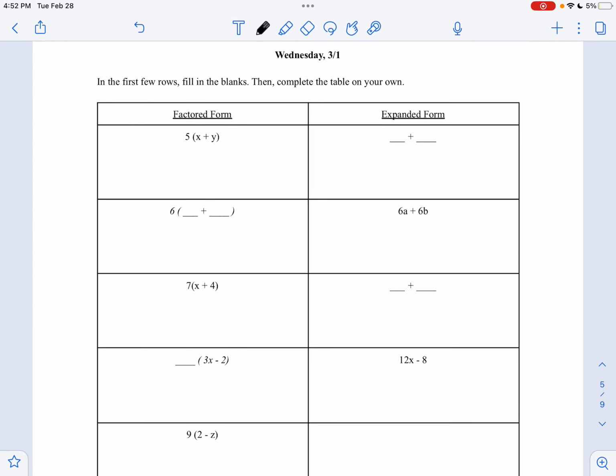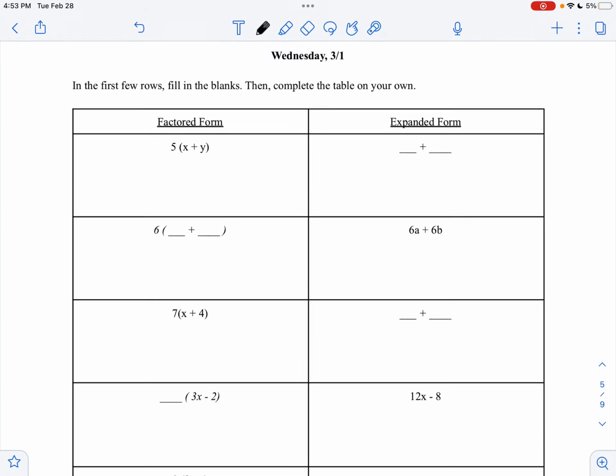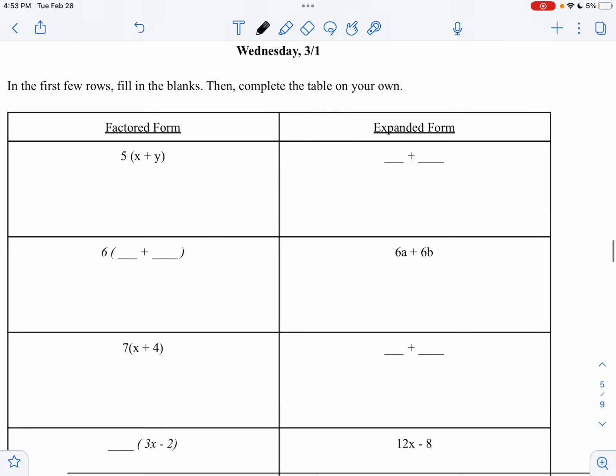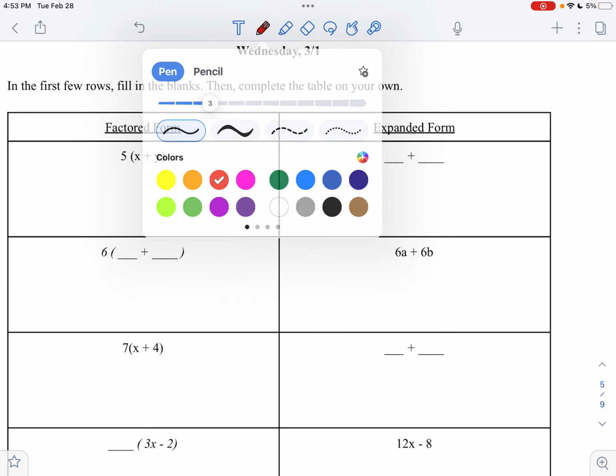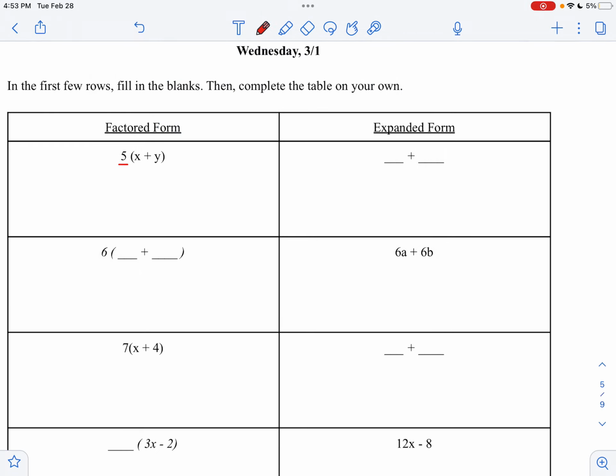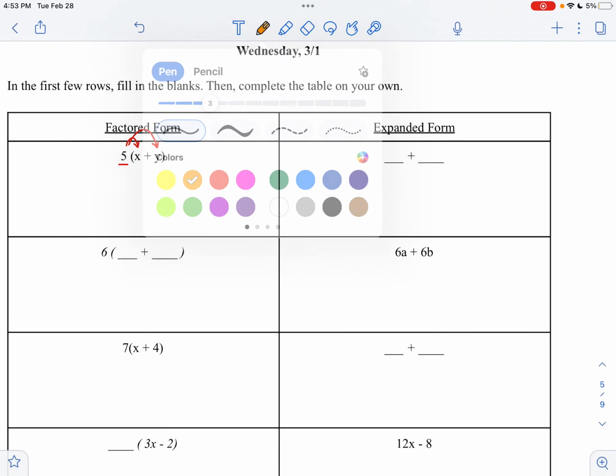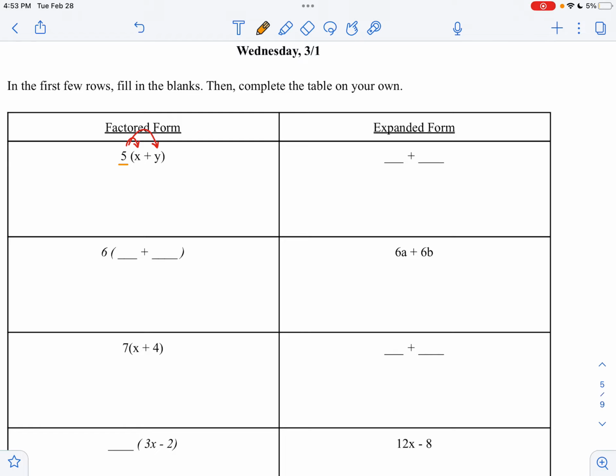On Wednesday night's homework, you're focused on moving from factored form to expanded form, or expanded form to factored form. Let's talk about factored to expanded first. When we're moving from factored form to expanded form, we're multiplying the factor outside of the parentheses times both terms inside of the parentheses. First, I multiply 5 times x.